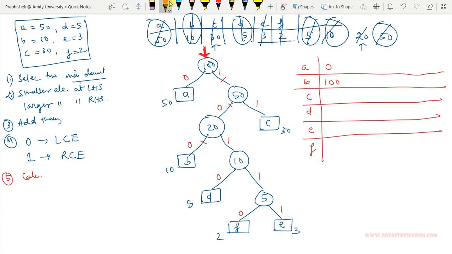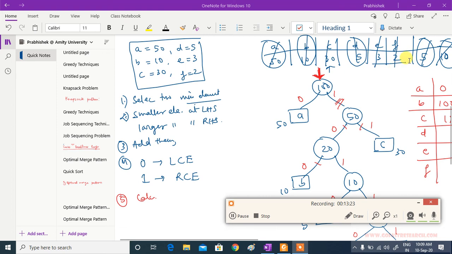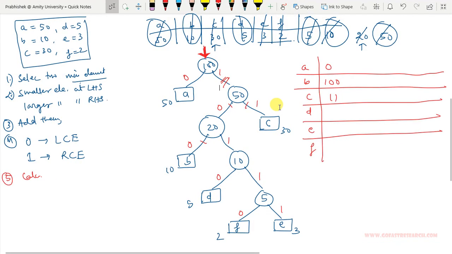What about C? Where is C? This is 1 1 1 1. Okay, what about D? D is here. So it is 1, and then it will see how I will be writing all these codes. So we have seen A, how to write A, how to write B, how to write C.